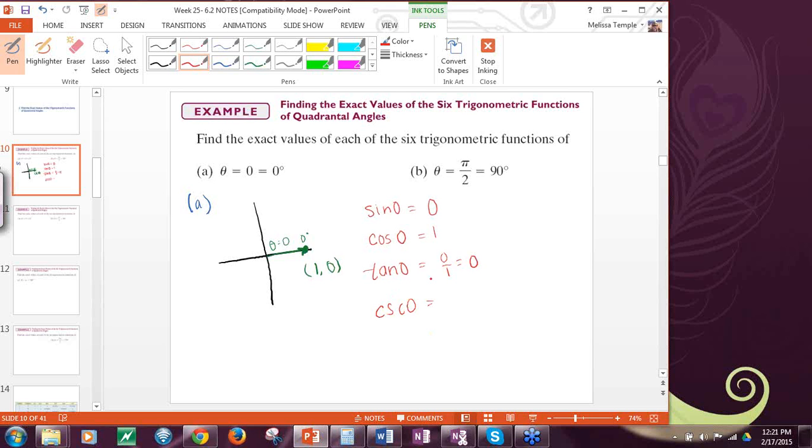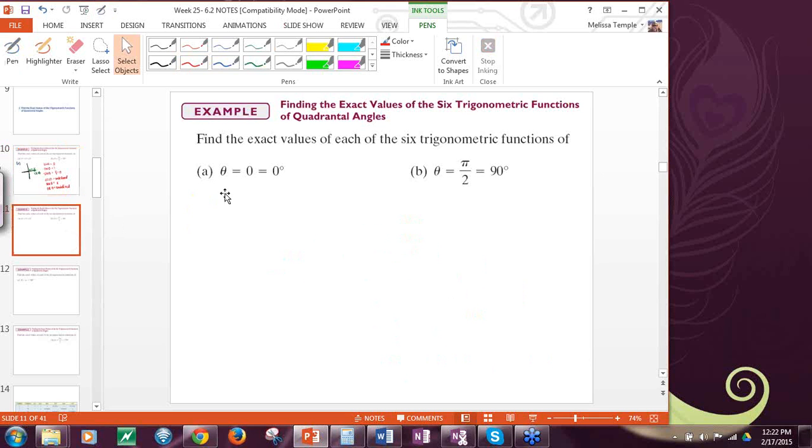Cosecant of 0 is the reciprocal of 0. So it would be like trying to divide by 0, or 1 over 0. So that is actually undefined. We cannot divide by 0, so cosecant of 0 is undefined. Secant of 0 is the reciprocal of 1. 1 over 1 is 1. And cotangent of 0, I'm going to have the same issue I had with cosecant. 1 over 0, which cannot happen, so it is undefined. Questions on that much?